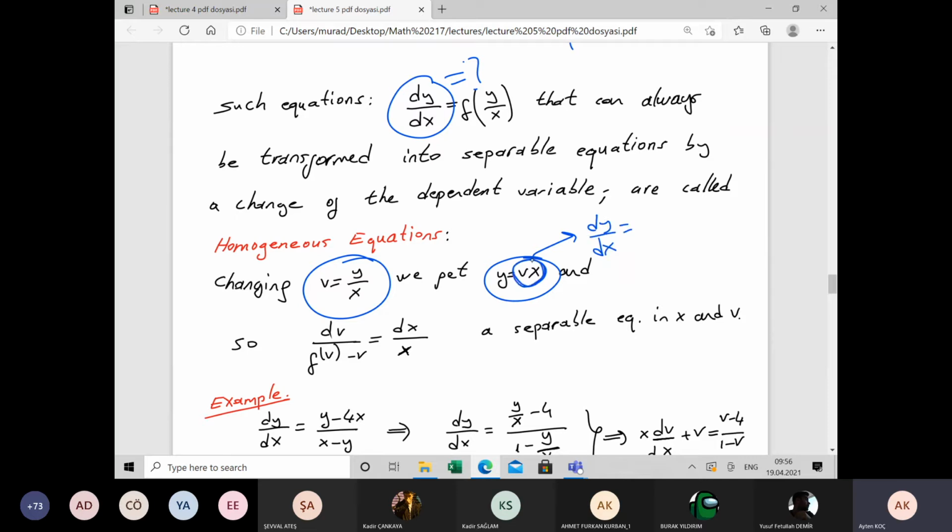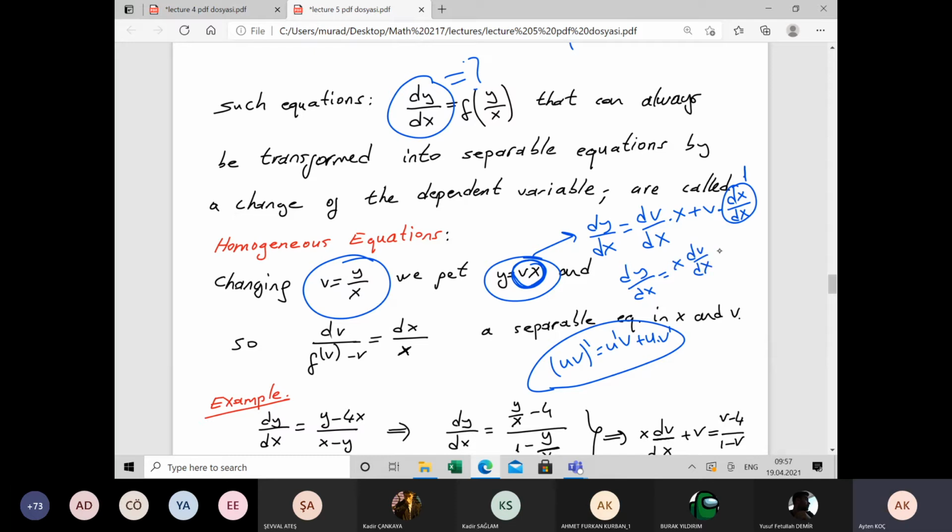This one is the product of the two, and we use the rule u prime v plus u times v prime. So we obtain the derivative of the first one, dv over dx, times the second one, plus the first one times the derivative of the second one, d of x over dx. This one is 1. So we obtain dy over dx is equal to x times dv over dx plus v.